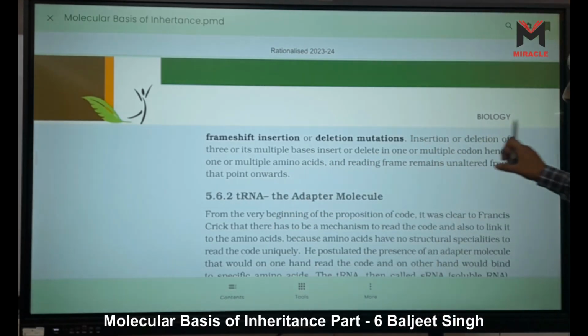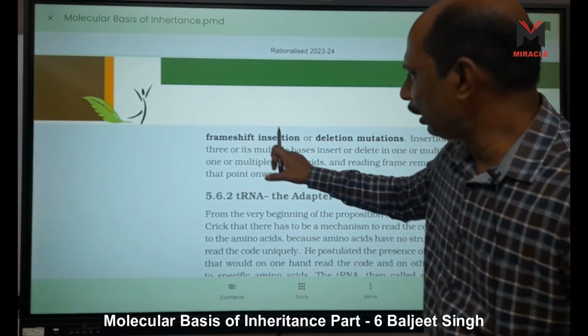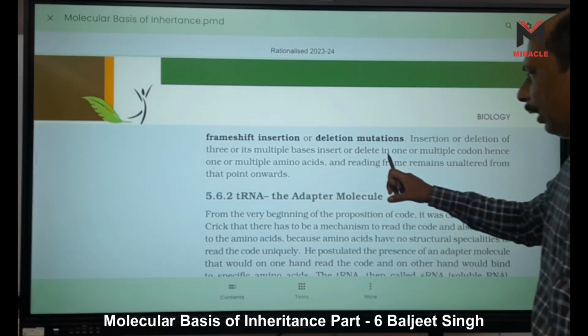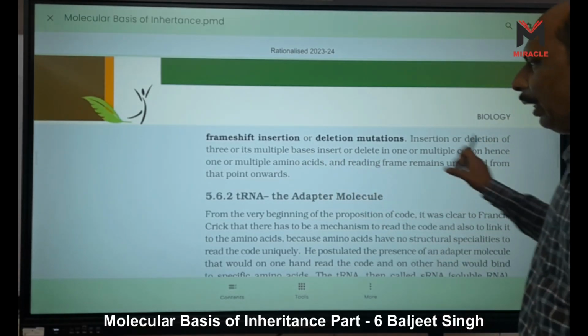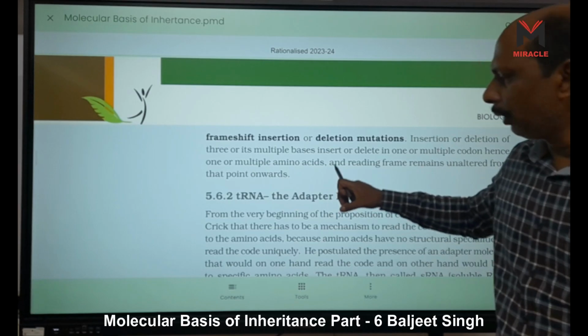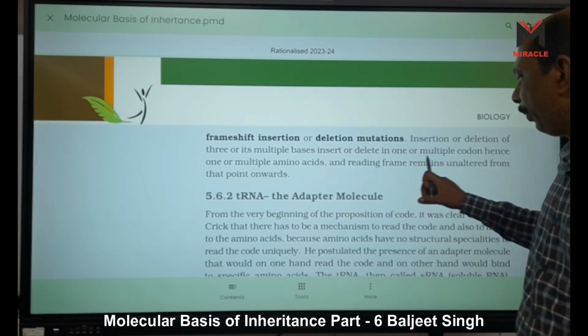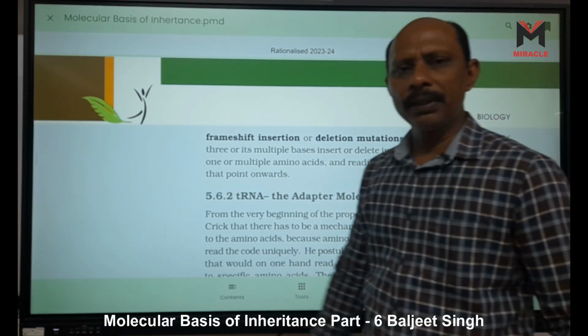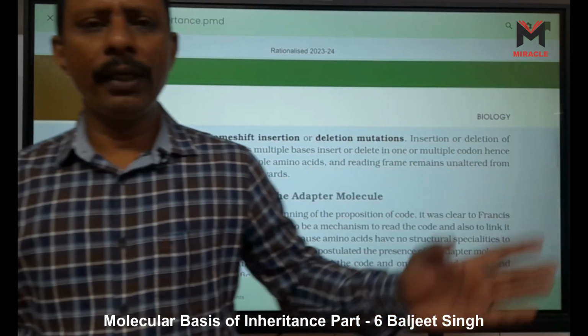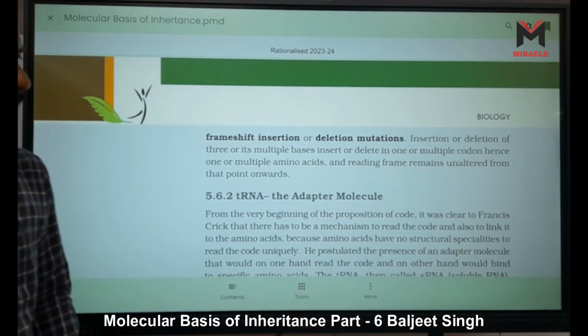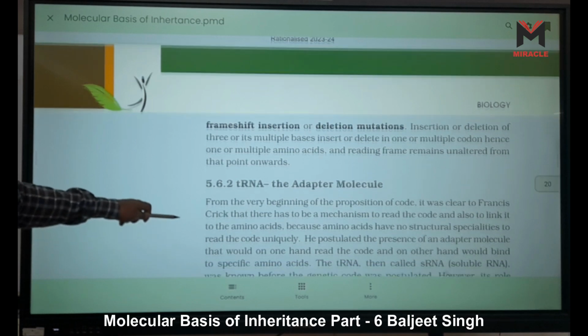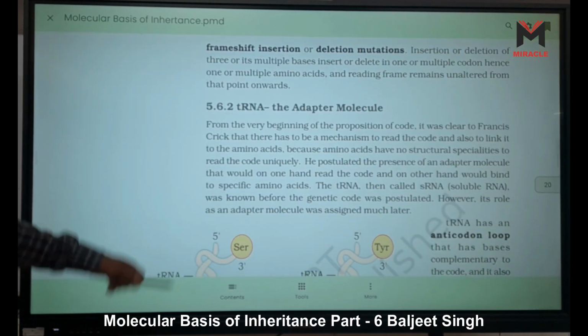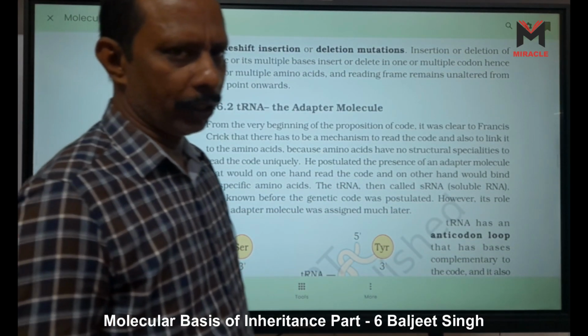And insertion or deletion of 3 or its multiple bases inserts or deletes one or multiple codons, hence one or multiple amino acids, and the reading frame remains unaltered from that point onward, so it is called point mutation. You understand? There are two types: one is point mutation, and another one is frame shift mutation. Okay.